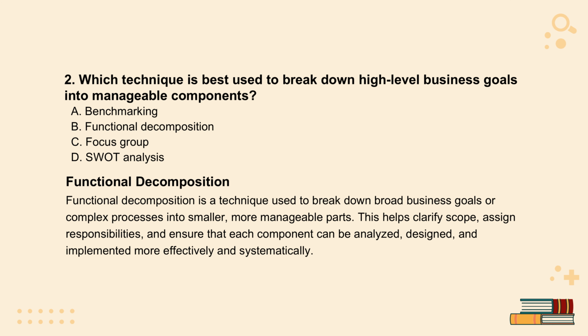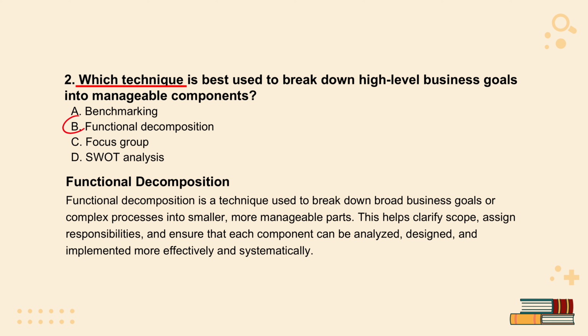Okay, moving on. Let's talk about tackling those big, sometimes kind of scary business goals. Question 2 asks, which technique is best used to break down high-level business goals into manageable components? And the answer is B, functional decomposition. What does that actually mean in practice? Okay, functional decomposition. Think of it like this. You have a huge objective, right? Something like boost customer satisfaction. Pretty broad. Very broad. Functional decomposition is just the process of breaking that giant goal down into smaller, more concrete functions or tasks. So actionable steps. Exactly. Maybe it means improving the sign-up process or enhancing the support system or streamlining how you collect feedback. And then each of those can often be broken down even further.